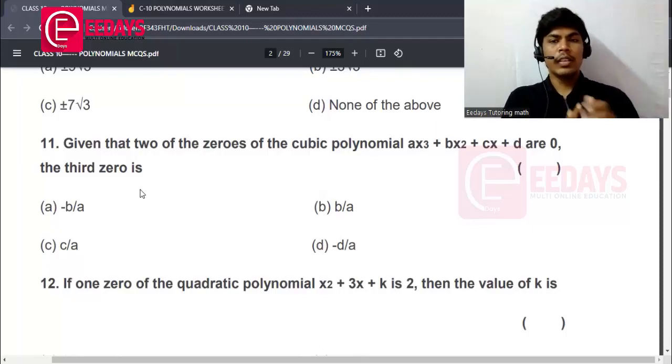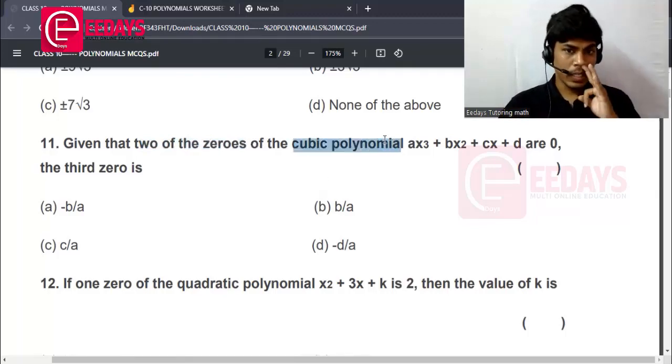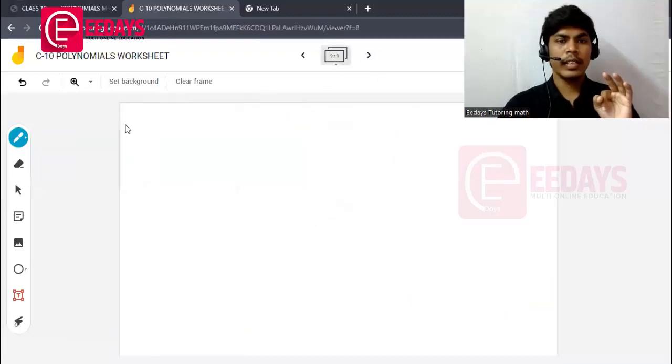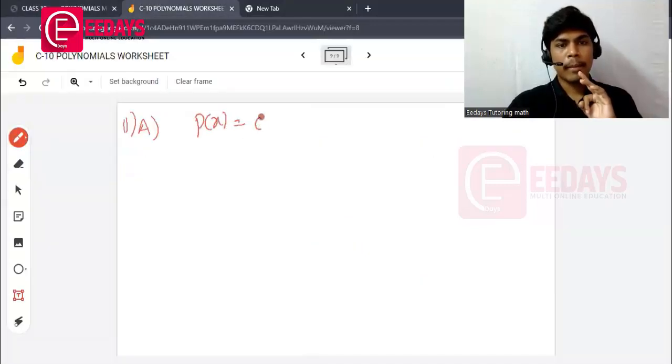So 11th question. It's time for you to solve the question. It is an easy question and you just apply your brain. Think logically. For a cubic polynomial there are three zeros. This type of question we already solved, right? Two zeros of the polynomial are already given. Let's write it here. 11th question: first write the polynomial equation P of x is equal to ax cube plus bx square plus cx plus d.